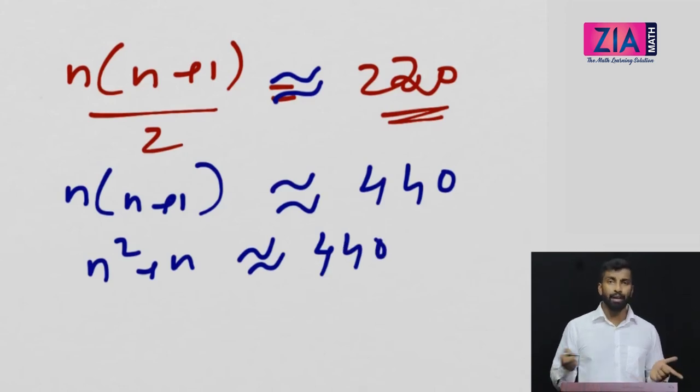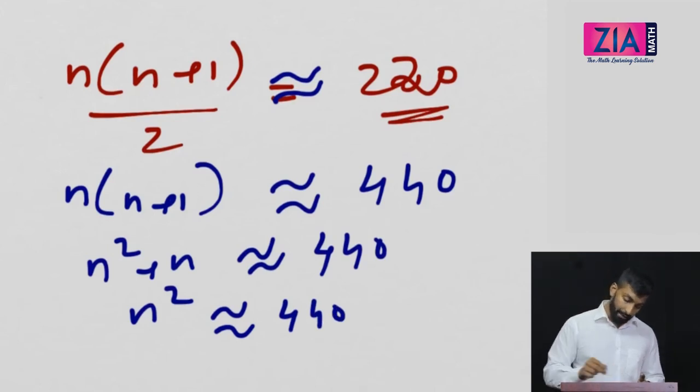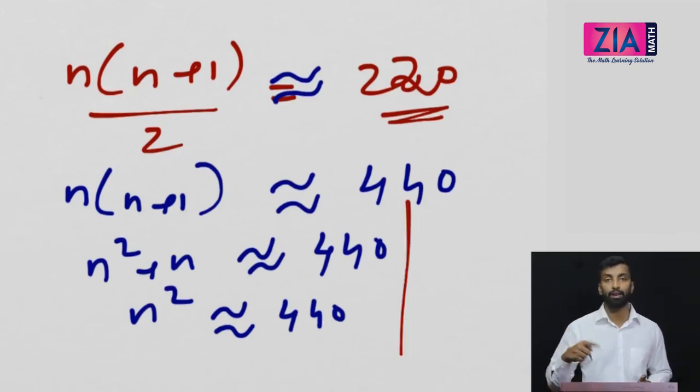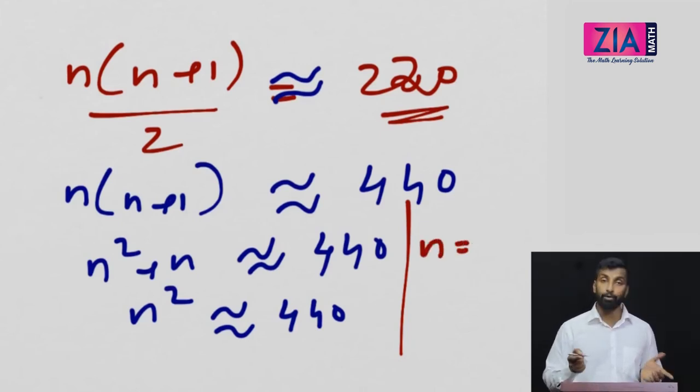Now, compared to n square, n is small, so I can approximate again: n square is equal to 440. Basically you need to find n. If you can find n, you can find sigma n easily, right? So n will be between 20 and 21, since 440 is between 20 square and 21 square. I need to take one of these as my n.